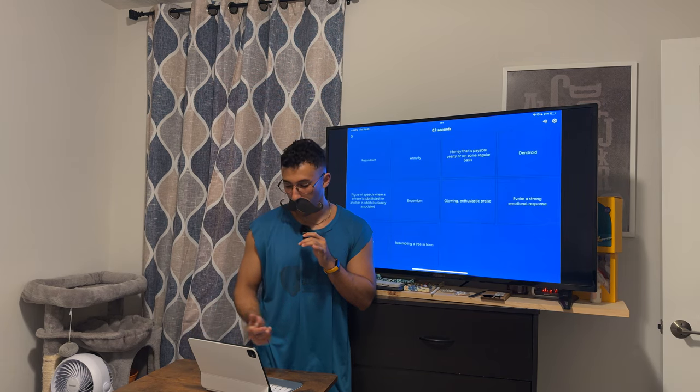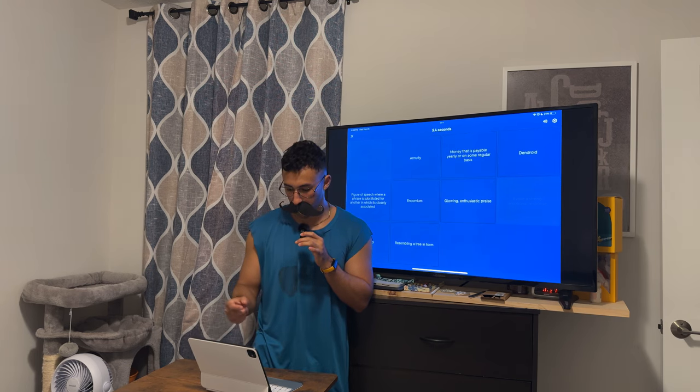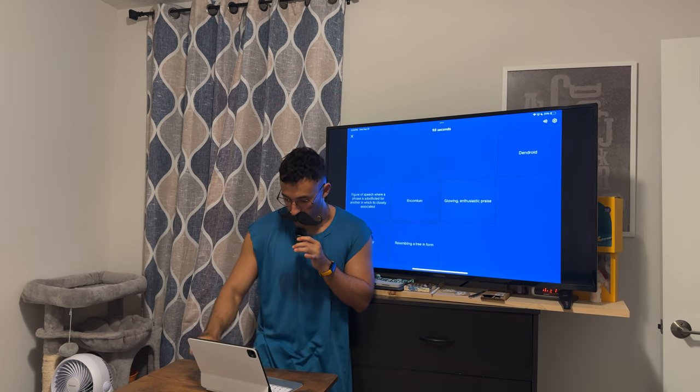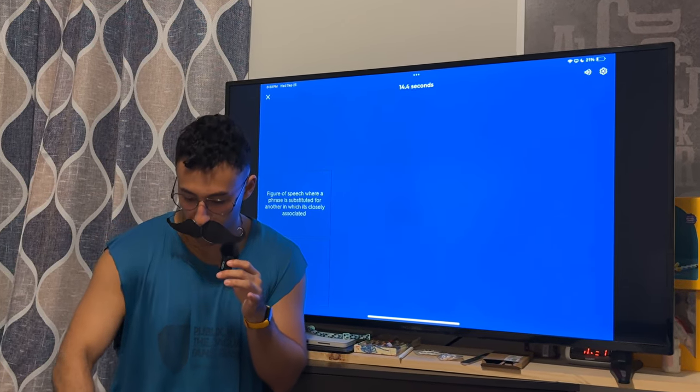Okay. Resonance is evoking a strong emotional response. Annuity is money that's paid annually. Dendroid, resembling a tree in form. Encomium, a glowing, enthusiastic praise. Metonymy, figure of speech.